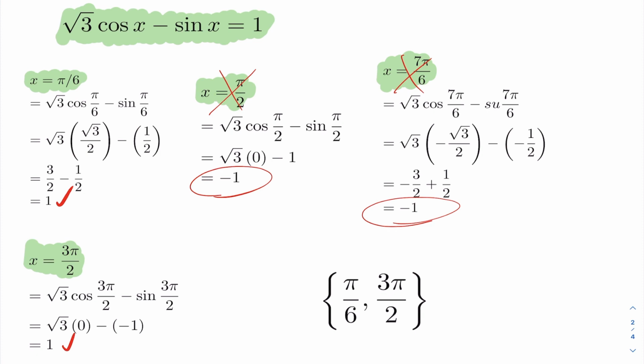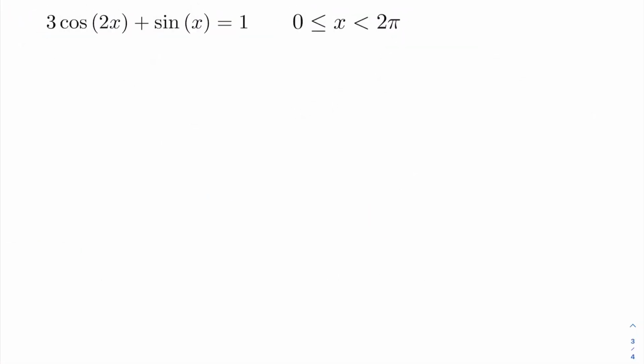All right, let's take a look at our next trigonometric equation. For the following trig equation, we have 3 cos 2x plus sine x is 1. Again, we'll keep that domain between 0 and 2 pi in radians.